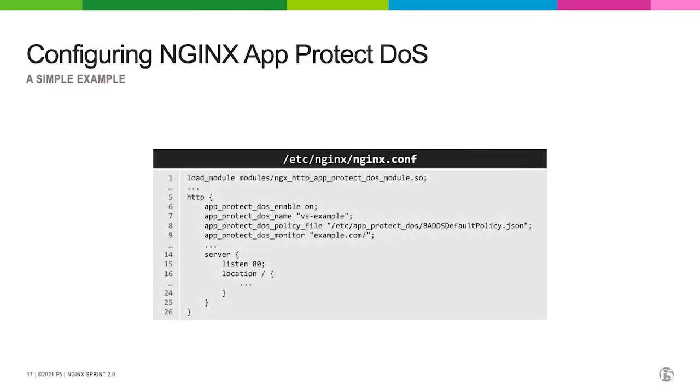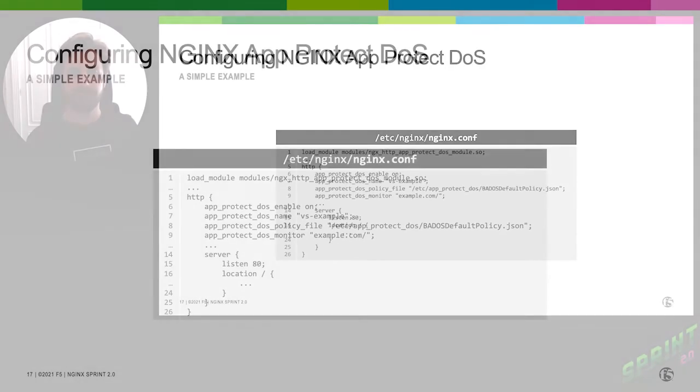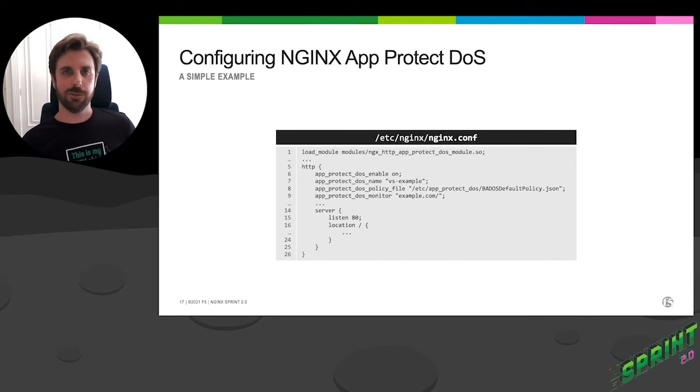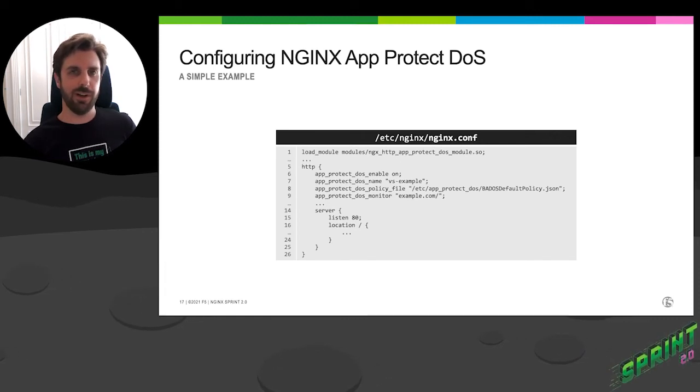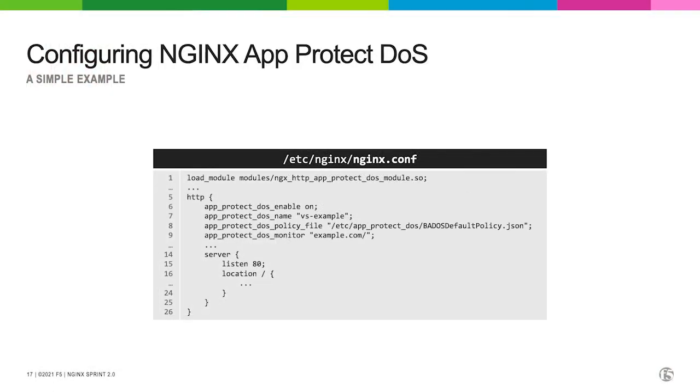Finally, configuring NGINX App Protect is very simple. It's as simple as configuring NGINX App Protect WAF. All you have to do is install the module, load the module, and set app_protect_enable to on. Similarly to NGINX App Protect WAF, you can customize the policy file if you have some specific needs or use cases, but if not, the recommendation is to always use the default policy file since it has some very good sensible defaults.